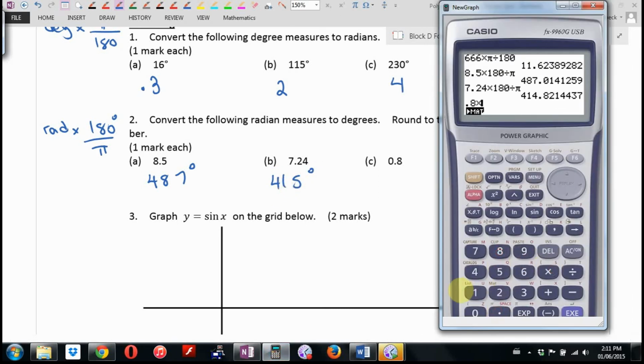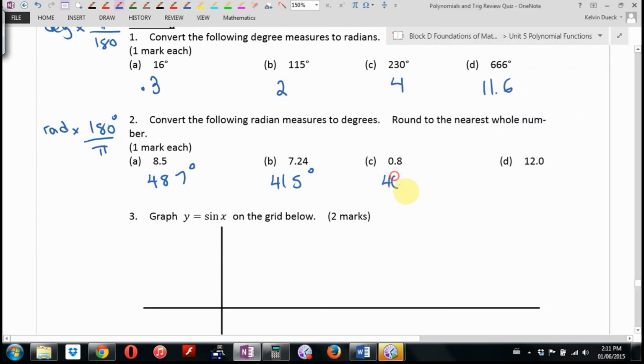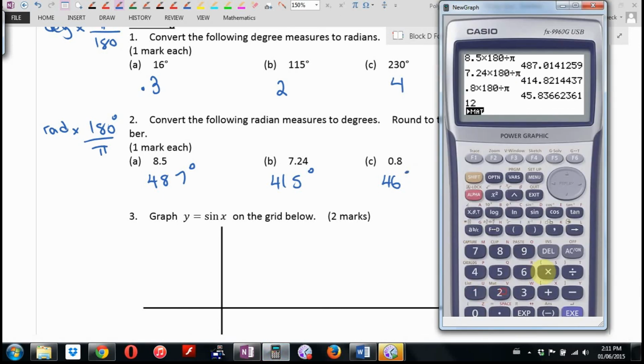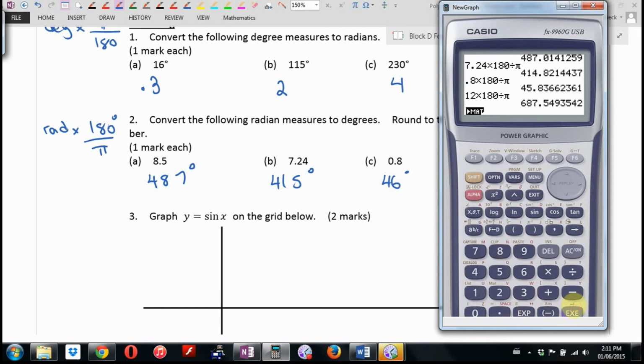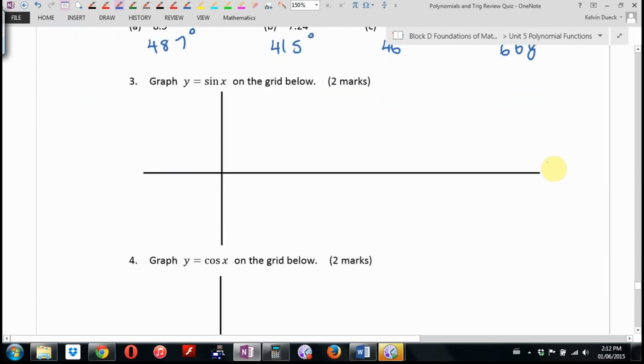0.8 times 180 divided by pi. 46 degrees. 12 times 180 divided by pi. 688 technically degrees, but I'll take 687. 688 degrees.